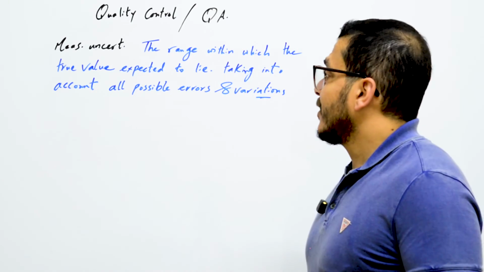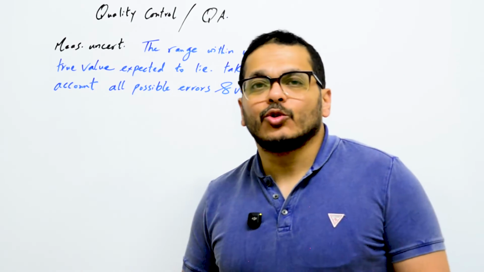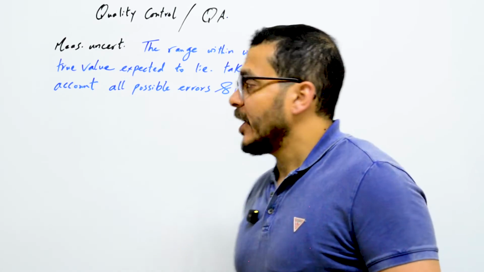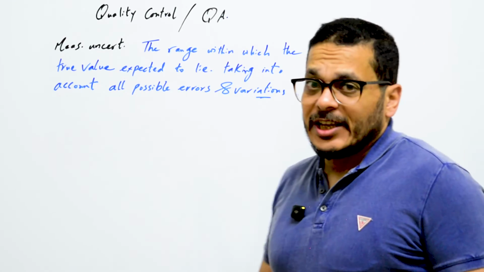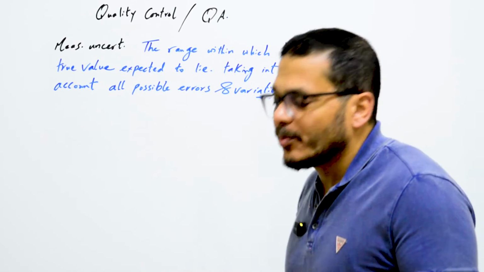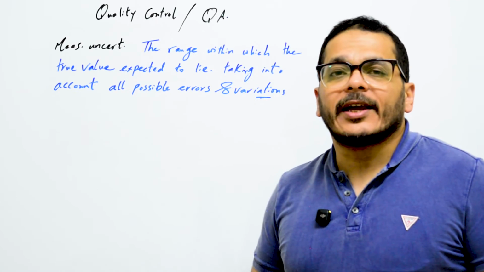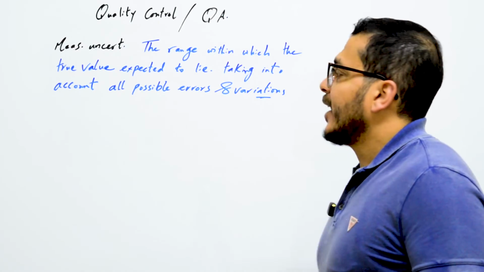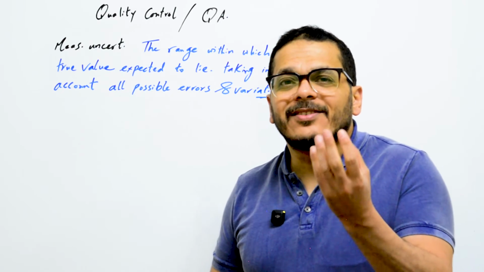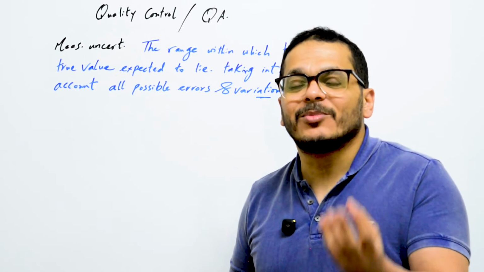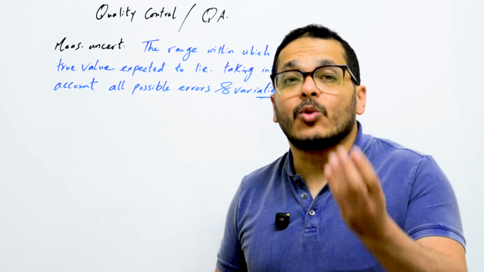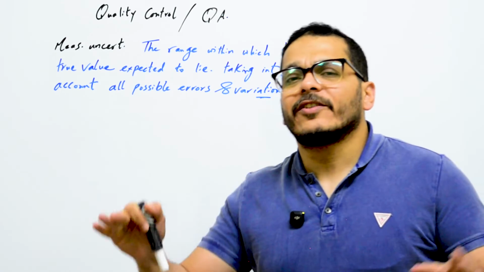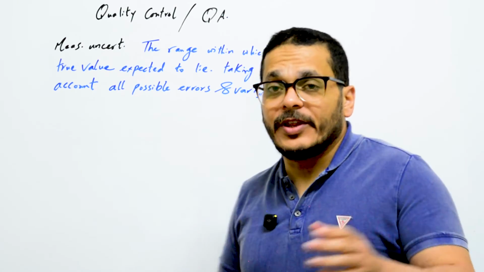But measurement uncertainty is a range, not only one value. It is the acceptable range for your sample concentration, the range within which the true value or real concentration is expected to lie, taking into account all possible errors and variation. So there is a value, the measurement uncertainty value, that should be quantified and added to the final result to compensate all effects coming from every step of the analytical measurement.